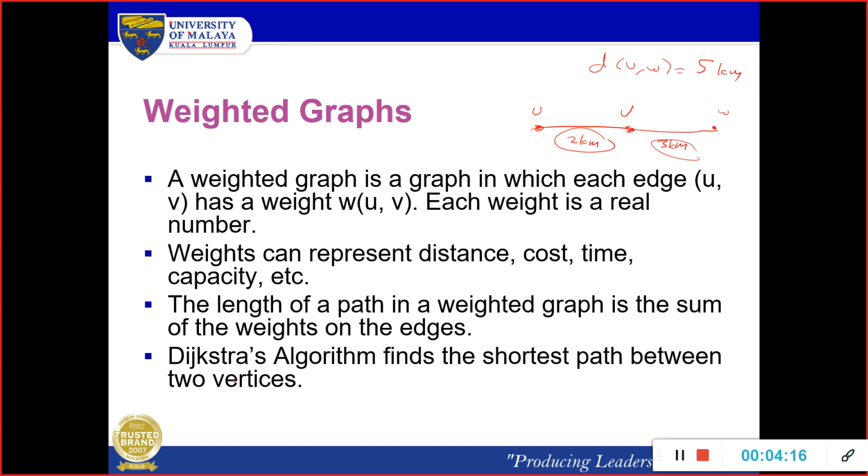Dijkstra was a Dutch, very famous mathematician or physicist, you can call him. We even have a Dijkstra lab here, I think in MM6, if I'm not mistaken. Dijkstra is the base of all these shortest path algorithms. Everything from Google Maps to Waze uses Dijkstra's algorithm as its base.